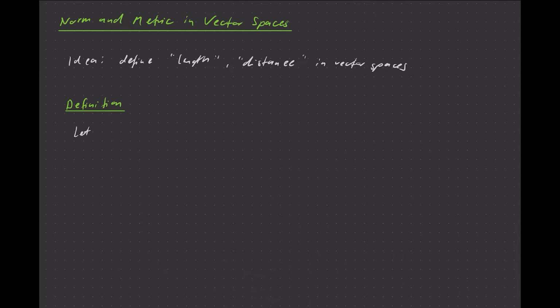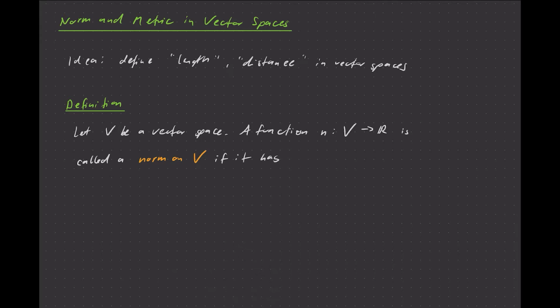So let's start with a vector space. Let V be a vector space. And we look at a function that assigns a real number to each element of that vector space. We call that function n for now. And that's a function with domain V and codomain R. And we call that function a norm on the vector space V if it has the following properties.